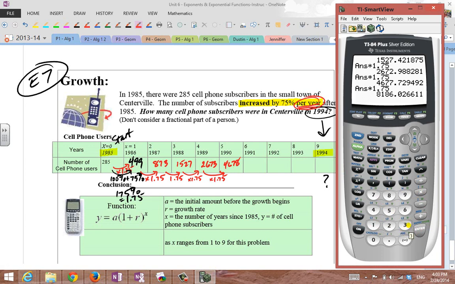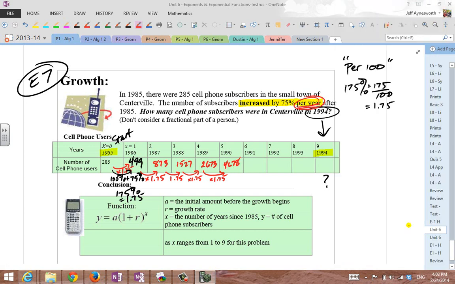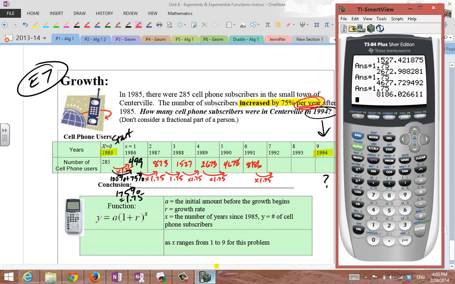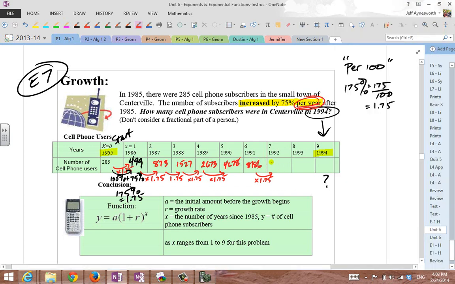8,186. All right, again, times by 1.75. Just keep on doing it, man. It's that simple. So times 1.75, and you get 14,325. You know, it's growing, so the numbers keep on growing here. The question is, is this linear or exponential? We'll talk about that in a minute.